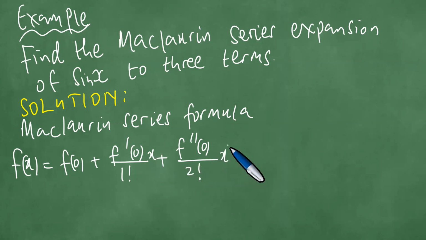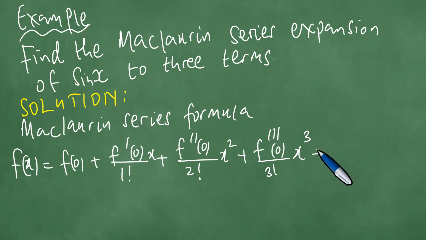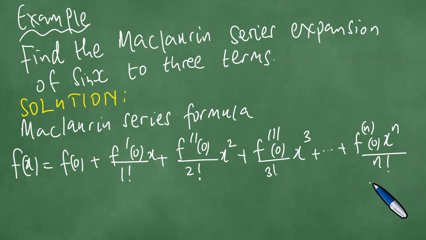x squared over 2 factorial, plus f, the third derivative, x cubed over 3 factorial, and so on. And it goes on to the nth derivative. You can take it to the nth derivative. At 0, you have x to the n over n factorial, and so on. So it goes on up to infinity. And obviously, we shall discuss the aspects of convergence of the Maclaurin series.